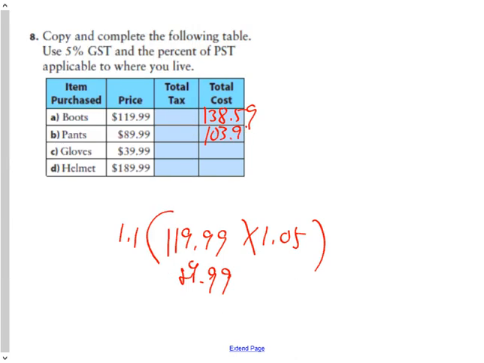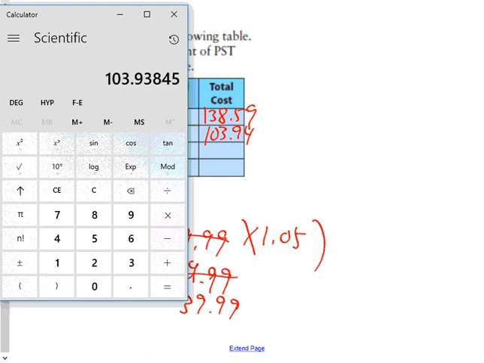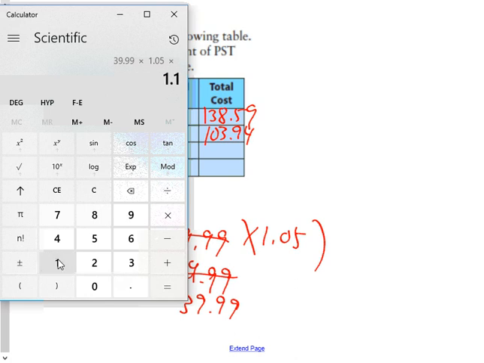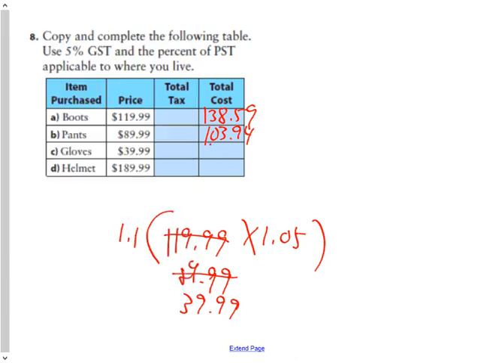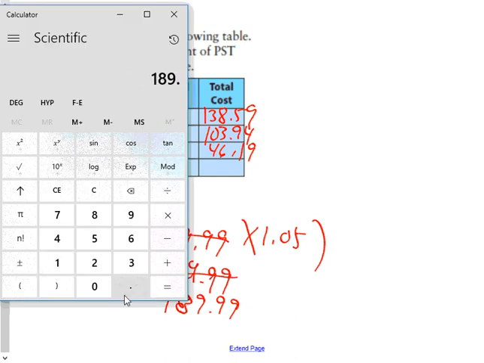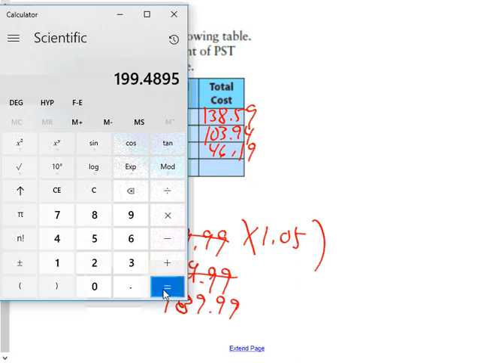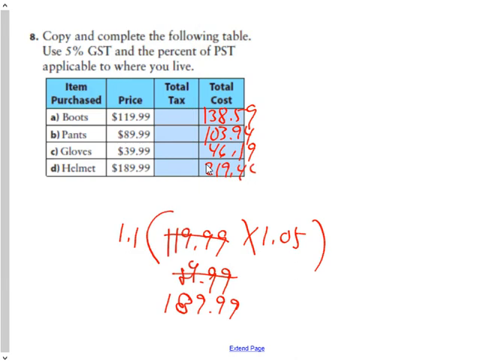I'm going to change the next one to 39.99. Look how easy this is. How simple is this? 39.99 multiplied by 1.05 multiplied by 1.1. 46.19. And the final one, change it to 189.99 multiplied by 1.05 equals, multiplied by 1.1 equals 219.44. Any questions with that? Did anyone do it my way, where you just substitute that number into the formula 4 times? Pretty simple, wasn't it? When you think about it.